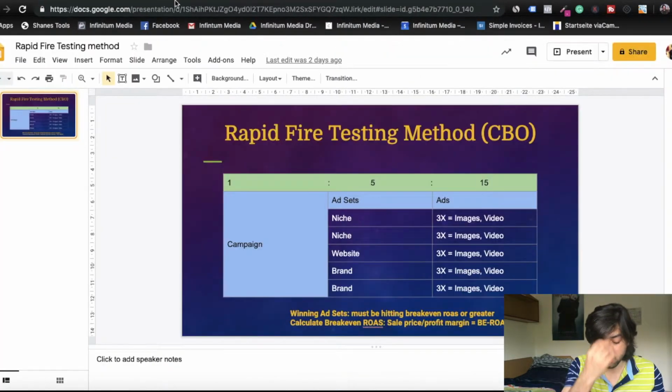The other thing that you have to understand is break-even ROAS, and what that really is: break-even return on ad spend.